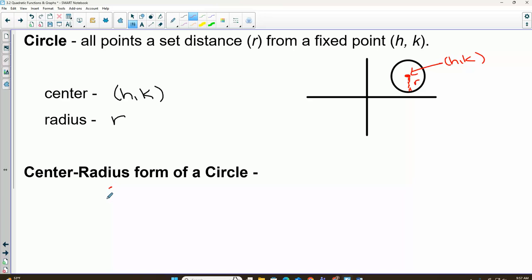The equation of a circle is (x minus h) squared plus (y minus k) squared equals r squared. So parabolas have x squared in them. Circles have both x squared and y squared in them.